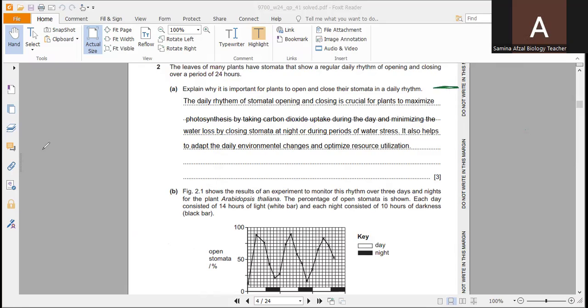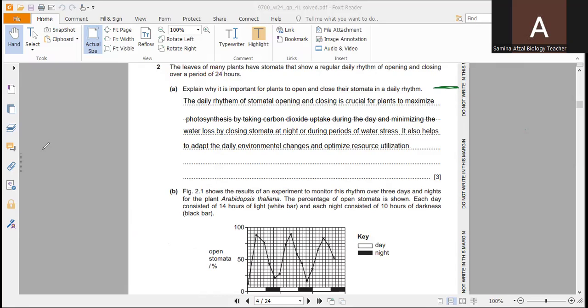Daily rhythm means there is a time of the day when these stomata are open, and there is a time when these stomata are closed. So there are different reasons for the opening and closing of these stomata.